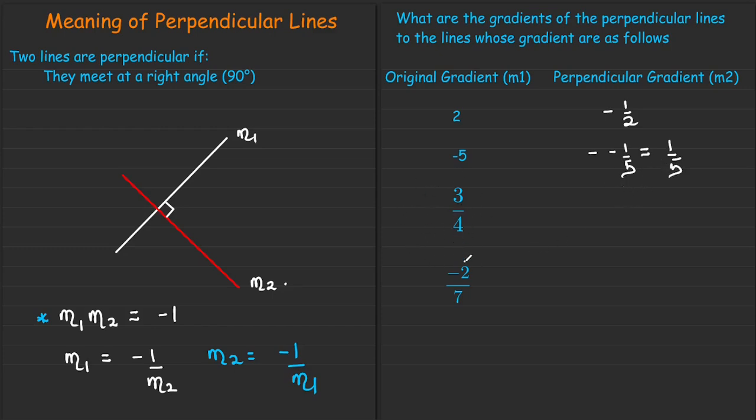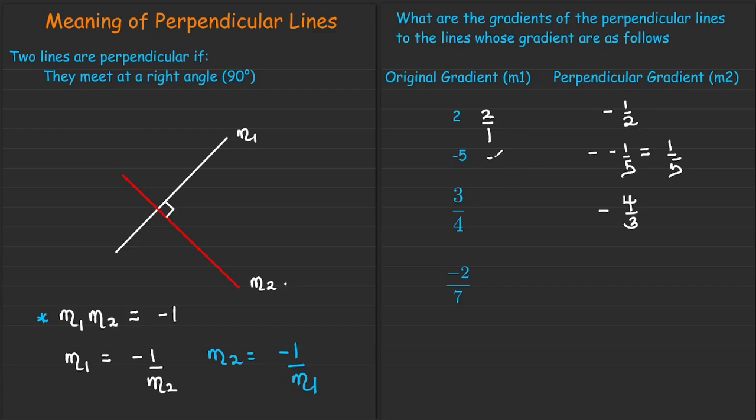This time around we have 3 over 4. What is the gradient of the perpendicular line to the line whose gradient is 3 over 4? It becomes the negative. Then since it is 3 over 4, its reciprocal becomes what? 4 over 3. So you realize that for reciprocal, all we want to do is actually flipping what we have. Hence, for 2 over 1, we flipped it and then it became what? A 1 over 2. And then we put our negative there.